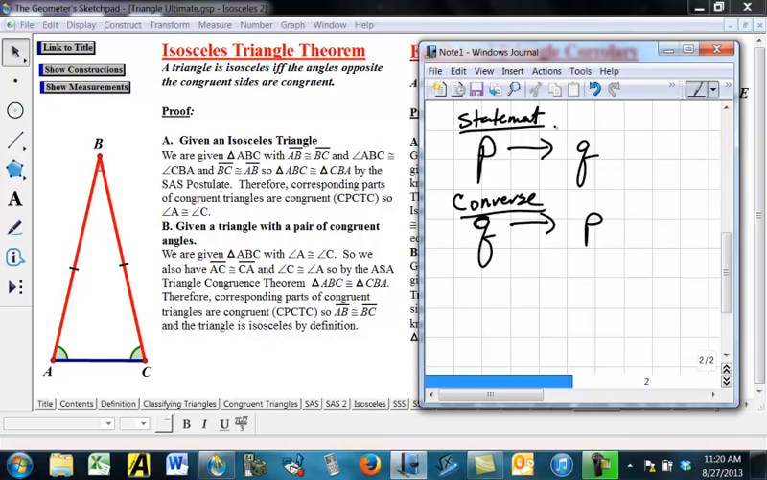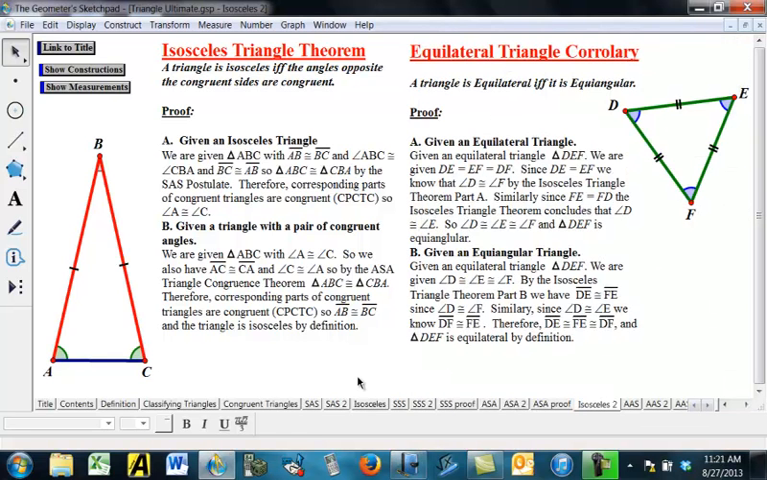For example, if I say, if I win the lottery, I will jump up and down and say, Yahoo! But the converse is, if I jump up and down and say Yahoo, then I'll win the lottery. I wish that was true, but the converse is not true. This original statement probably would be true. But in the case of the isosceles triangle theorem and the equilateral triangle theorem, the converse is true.